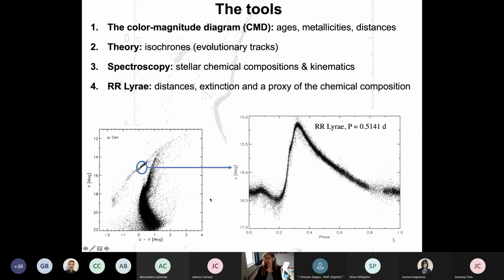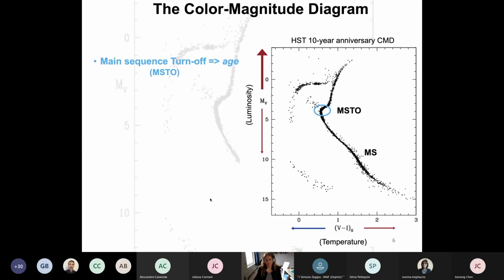Another tool is variable stars. In particular, RR Lyrae stars are present in many globular clusters. They are typical of old stellar populations, and there are different relations, like the period-luminosity relation, that can give us information on the distance of the cluster, the extinction, or also a proxy of the chemical composition of the cluster where they are.